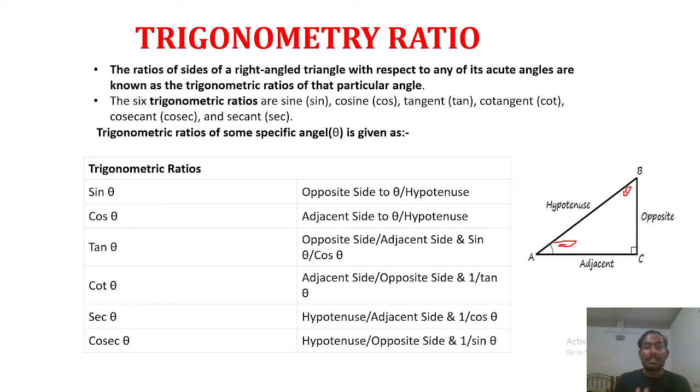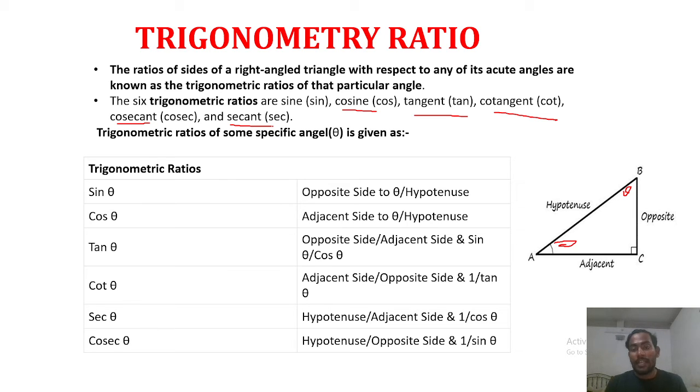Okay, there are six major trigonometric ratios that we use. That is sine, cosine, tangent, cotangent, cosecant, and secant. Okay, now the trigonometric ratios have different definitions. There is the definition of sin theta, cos theta, tan theta, cot theta, sec theta, and cosec theta.